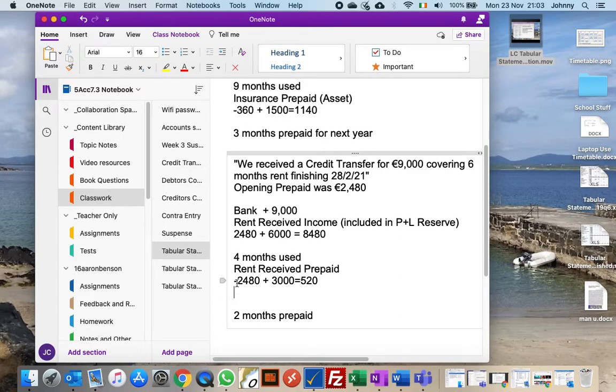We started off with a figure of 2,480 and we're adding 520 on. So this 520 is the figure that will appear in this month's transactions, to bring us up to a closing figure of 3 grand. Our income, profit and loss reserve, is going to be plus 8,480, and we'll have in the assets a plus of 9 grand, and that's where everything adds up. These two here are going to be liabilities, the 8,480 and the 520, and bank is a plus in the assets.